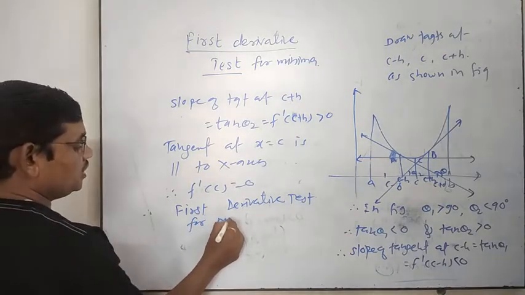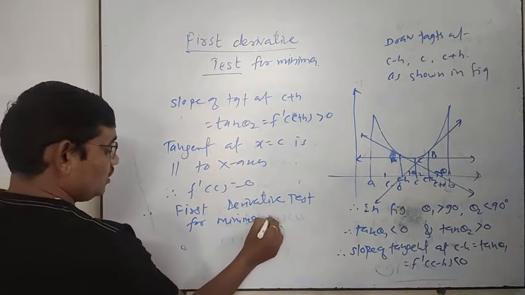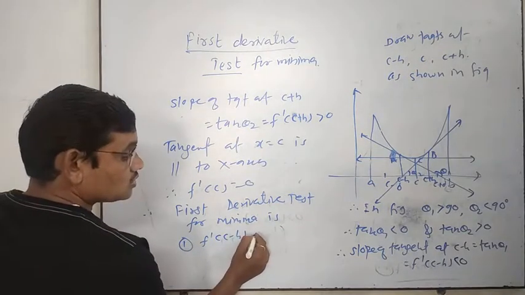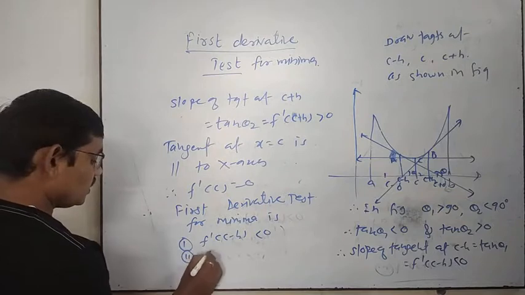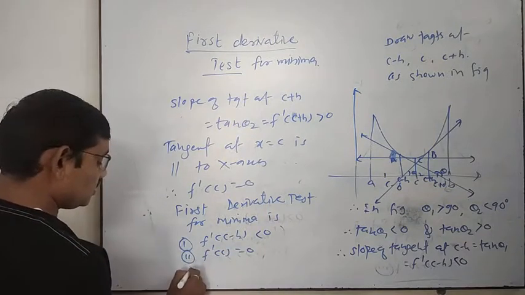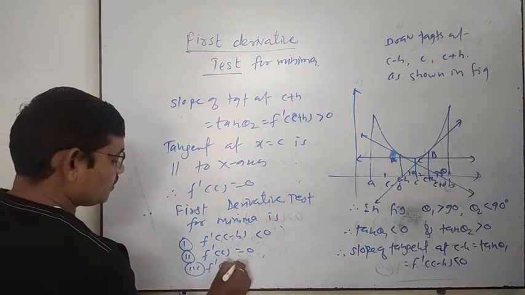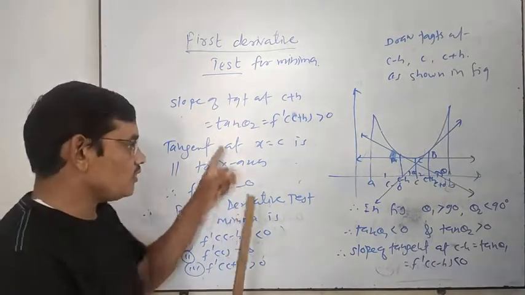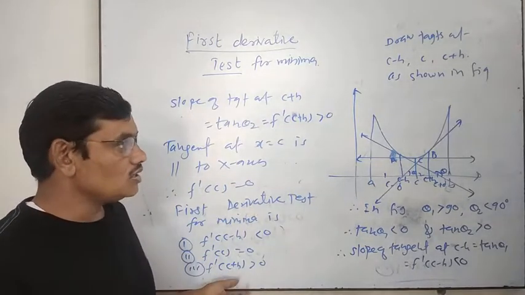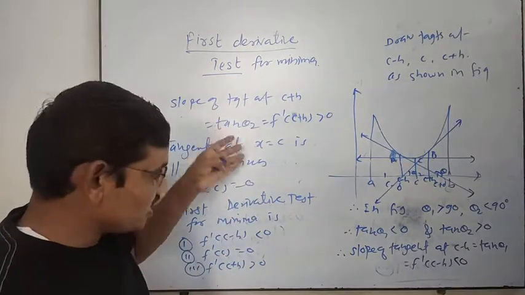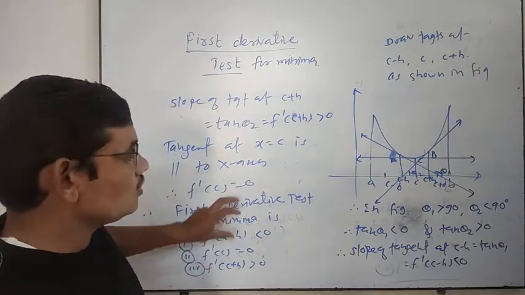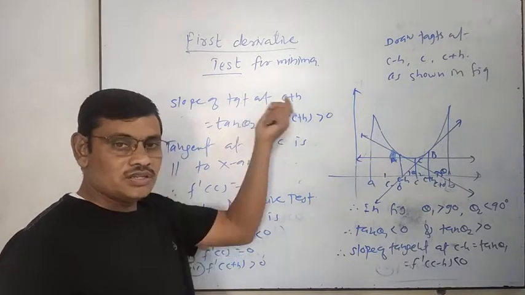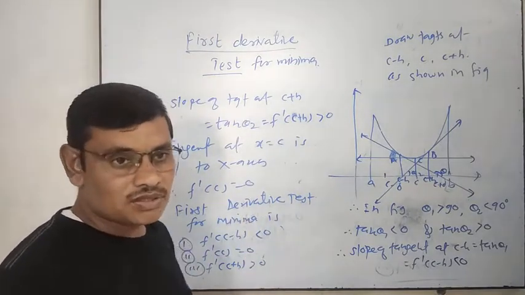For minima: f dash of C minus h is less than 0, f dash of C is equal to 0, and f dash of C plus h is greater than 0. Okay, so this is the first derivative test for minima. In this way we apply the derivative to find the maxima and minima. We use this test and show where the function is maximum and where the function is minimum.